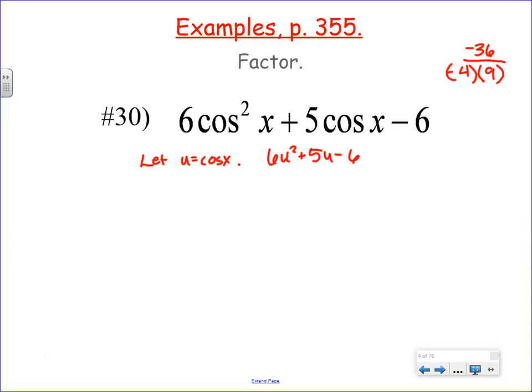Now, couldn't we rewrite this? Now, guys, this u notation is really good and all, but we're in honors. I think we can do this. I'm going to rewrite the 6 cosine squared. I'm going to take this 5 cosine x and split it up to be a negative 4 cosine x plus 9 cosine x minus 6, using that grouping that you guys already told me you like for factoring.